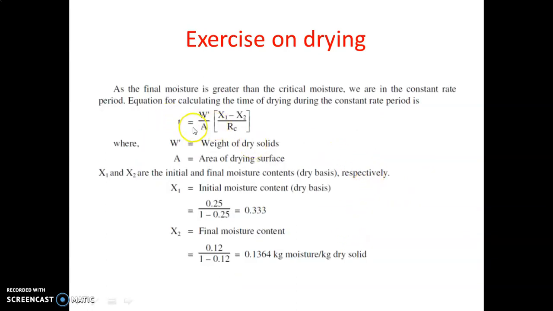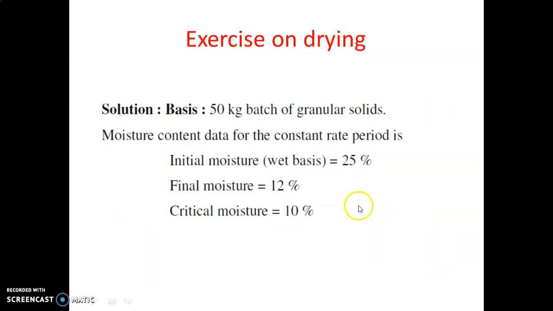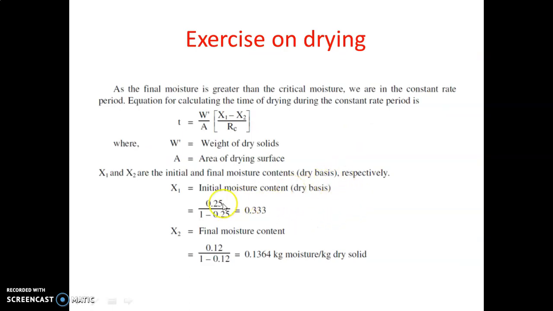So here is the formula: T is equal to W dash by A times (x1 minus x2) divided by Rc. We have to first calculate x1 and x2. All these x1 and x2 are given in the problem on a weight basis, so you have to convert that weight basis into dry basis. x1 is the initial moisture content, given as 25%. So we have to convert it into dry basis.